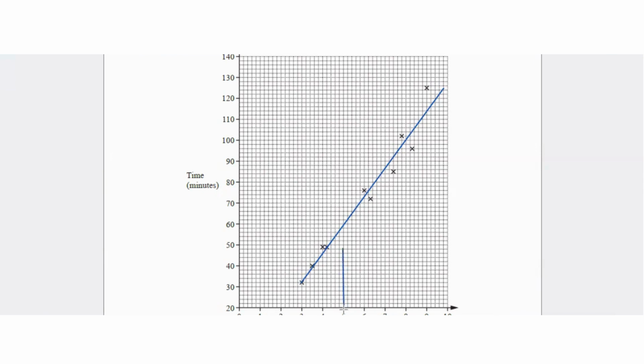So from 5 go over here, and that is basically 58 to 59 minutes, sorry. 59 minutes is approximately what it takes for him to walk 5 kilometers.